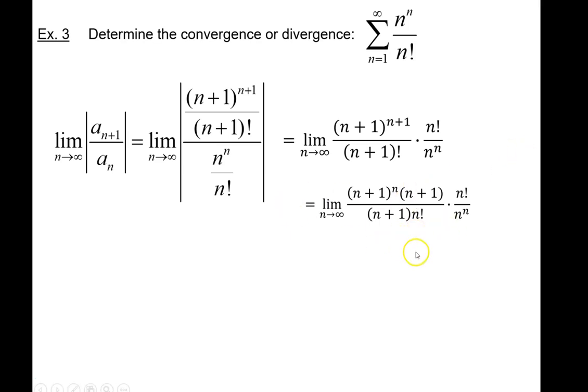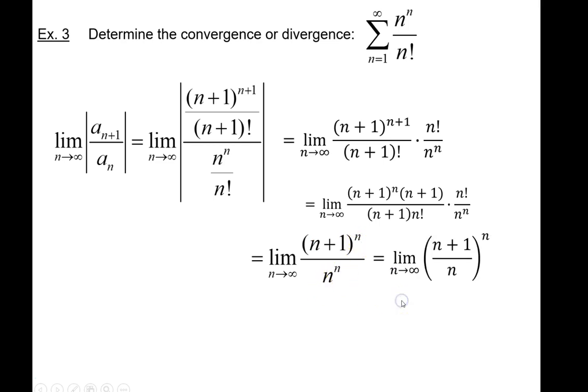The n factorials will cancel, and then the n plus 1 in the numerator with the n plus 1 in the denominator will cancel, and we're left with just (n plus 1) to the n over n to the n. At first this looks like a limit we're not able to do, but this is actually one we've seen before.